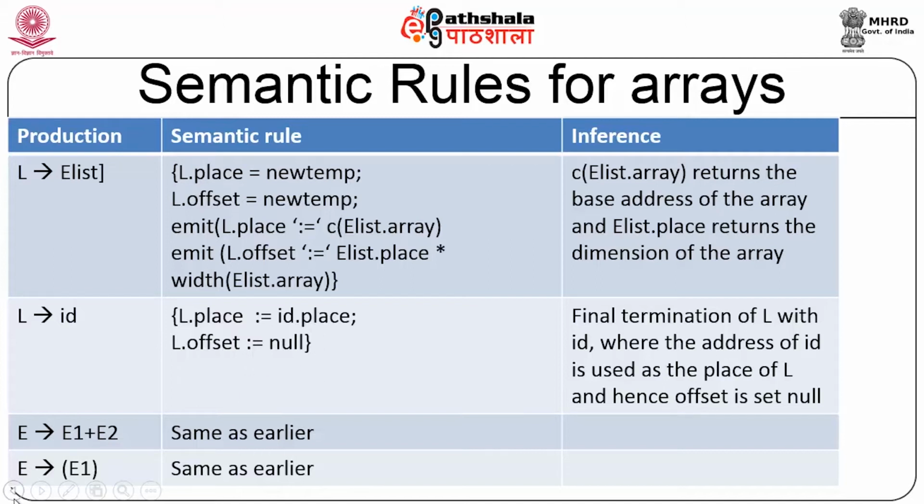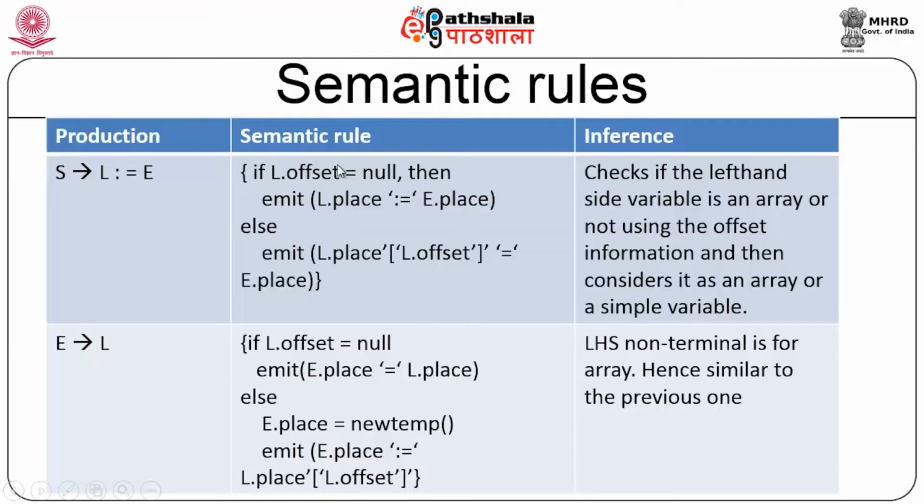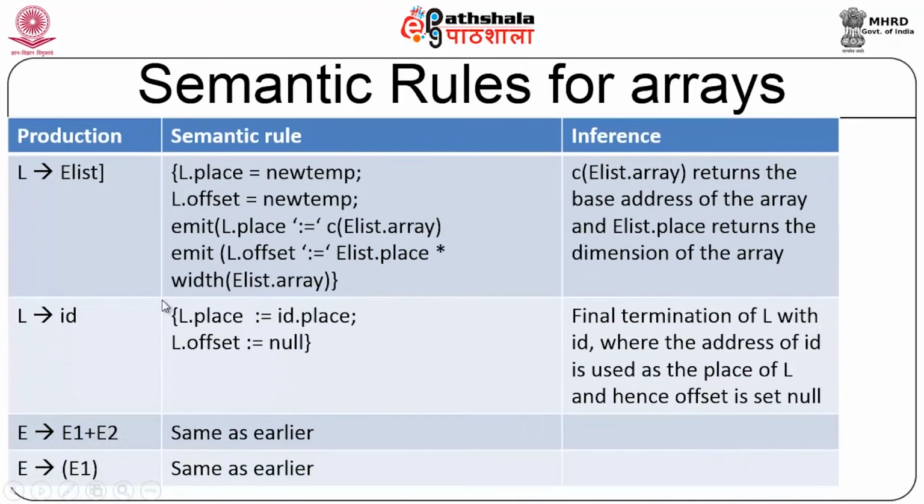So, we have already seen in the previous slide that if offset is null, it is referring to a simple identifier, it is not an array. That is what we have already done, and that is done with respect to this semantic rule in mind. Okay. Now, this one is L produces E list close parenthesis.